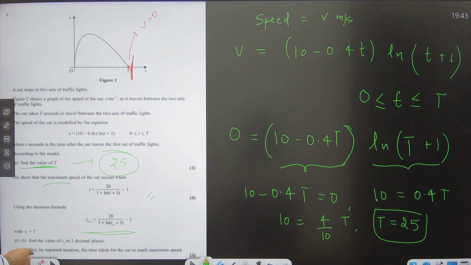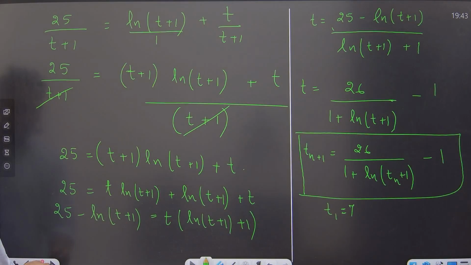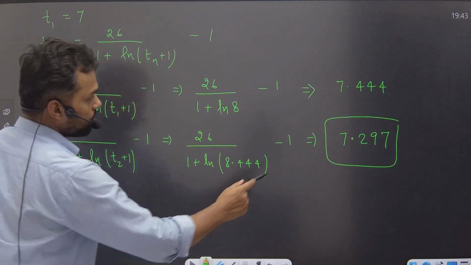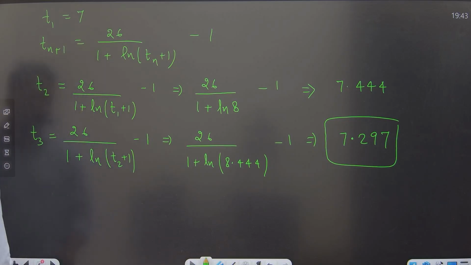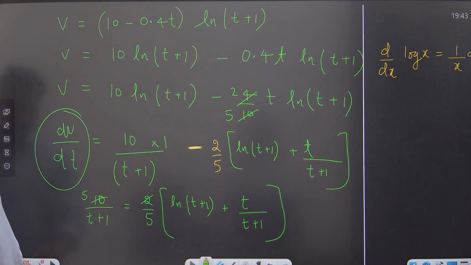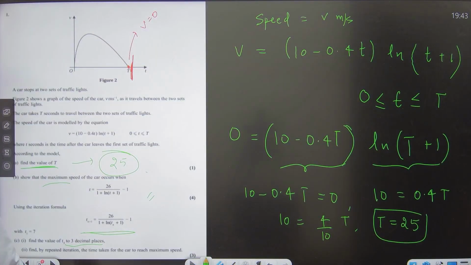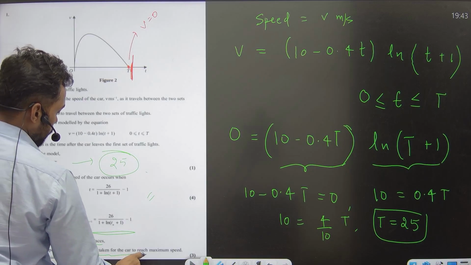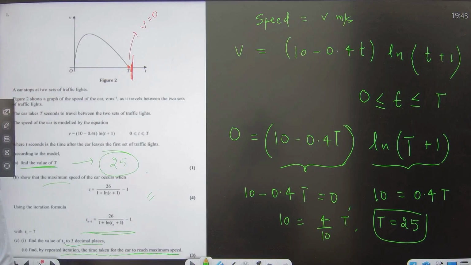Yeah, so we need to find T3 to 3 decimal places. We have got the value of T3 to 3 decimal places, that is 7.297. Now in the next part, find by repeated iteration the time taken for the car to reach the maximum speed.